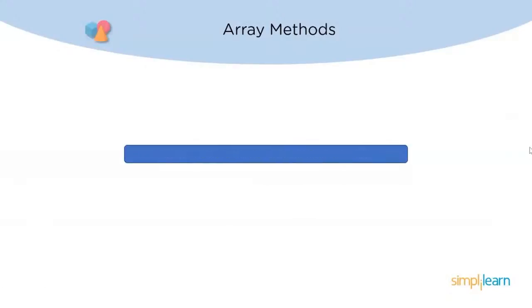Here you can see Volvo, which means that is the last element in the array. Moving on, the next method is the push method. Now as the name suggests, it is used to add a new element to the array. And remember, to the end of the array.